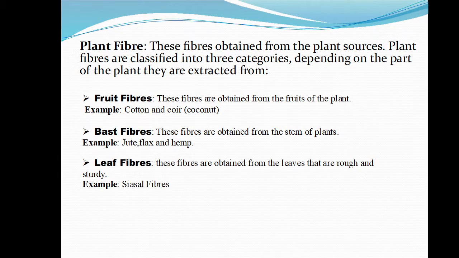Cotton is basically, we have a cotton plant. In Hindi we call it kapas, and it has a fruit, and in that fruit we have several cotton-like structures, or in Hindi we know it as rui. So that is there on that fruit. Bast fiber is basically obtained from the stem of the plant, like jute, flax, hemp. Leaf fibers are obtained from the leaves that are rough and sturdy, like sisal fibers.